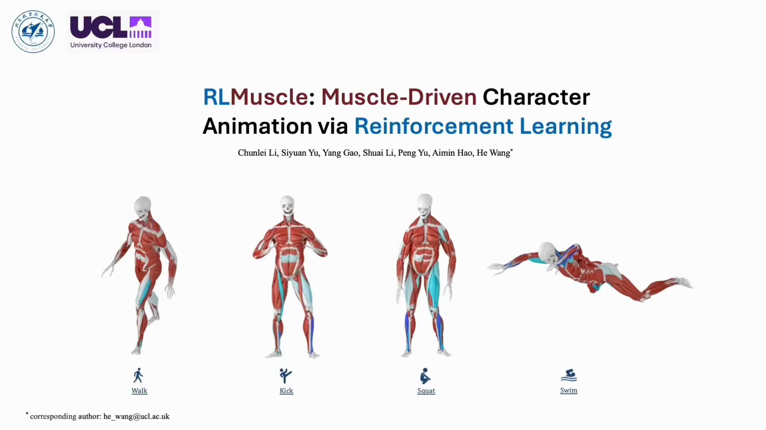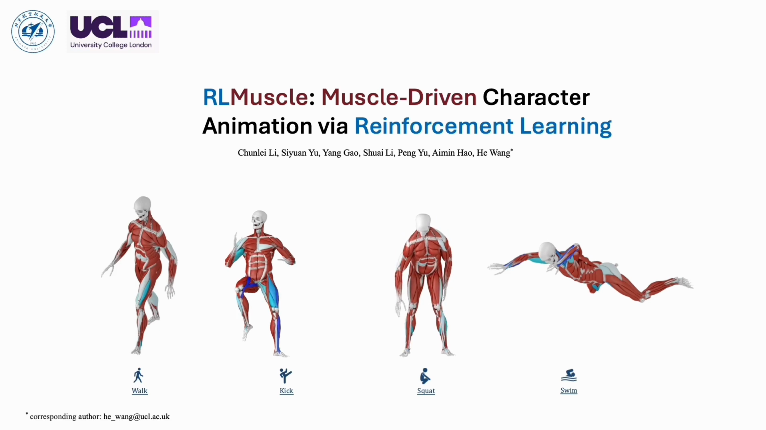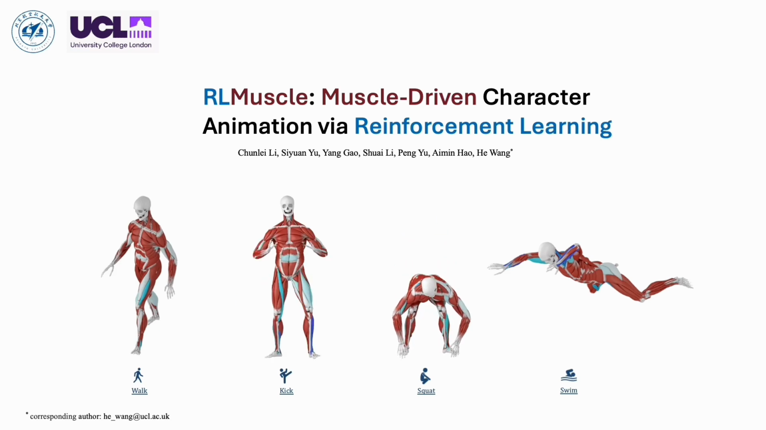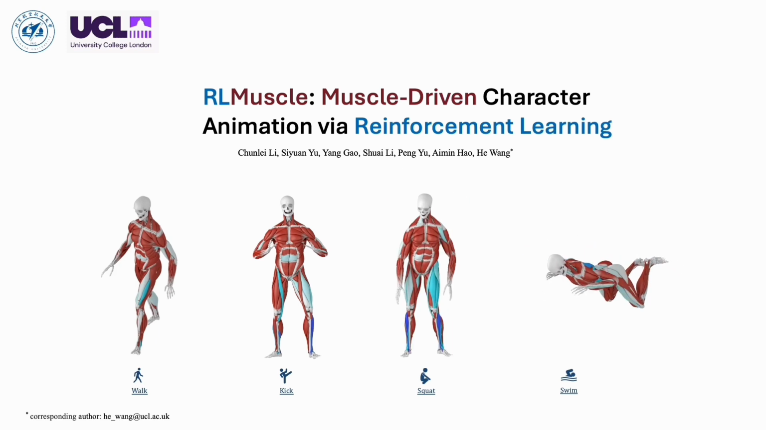We present RLMuscle, a framework for muscle-driven character animation via reinforcement learning. From a reference motion and a rest pose musculoskeletal asset, it automatically discovers the activations that physically produce that motion and turns them into volumetric muscle deformation.